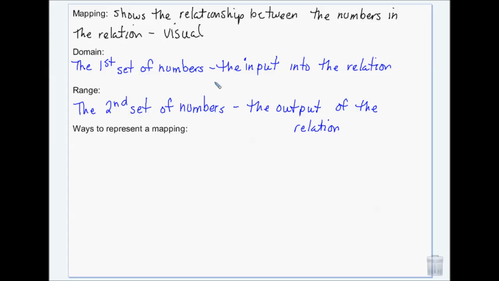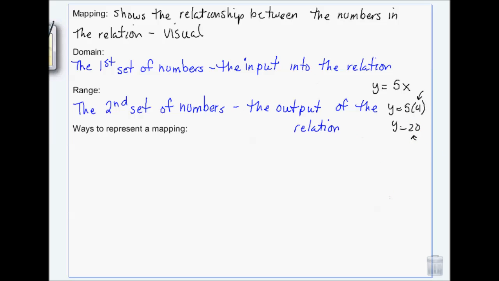Can you give a numerical example? Yeah, like if we have an equation, so say y equals 5x. I can pick any number from the domain. Pick a number. 4. Y equals 5 times 4. So y is 20. Input, output.